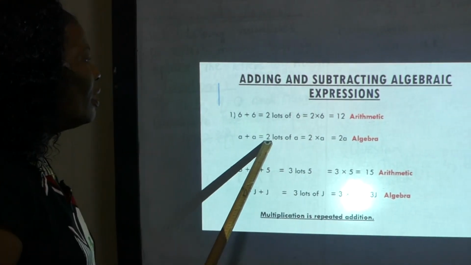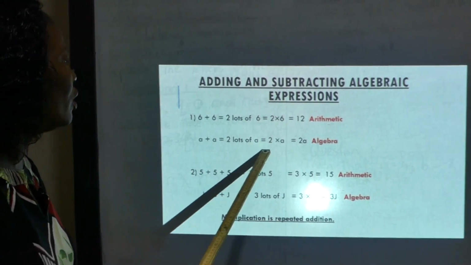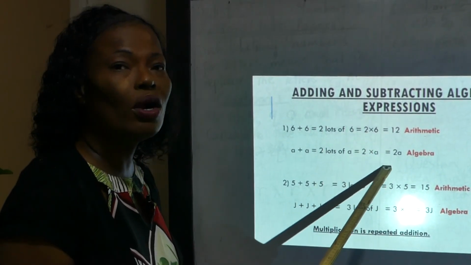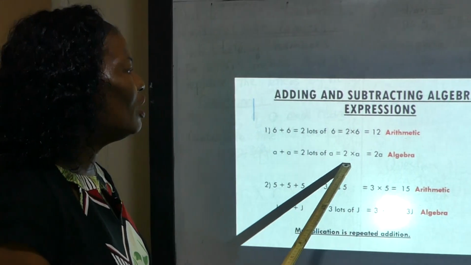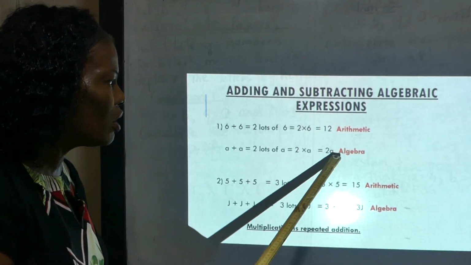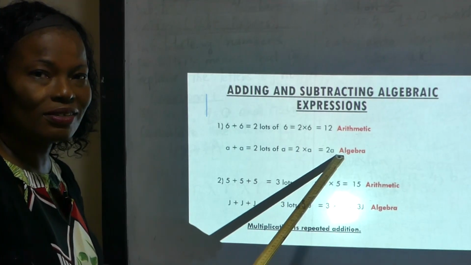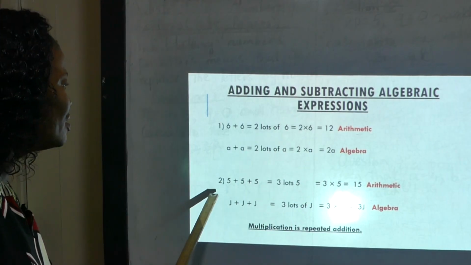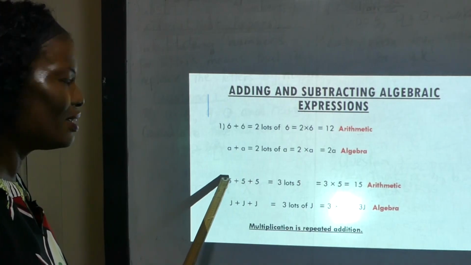A plus A means 2 lots of A, which is the same as 2 multiplied by A. In short form, it is 2A. It's algebra because we're dealing with letters. Get that? Let's take another example just to make sure you understand it.